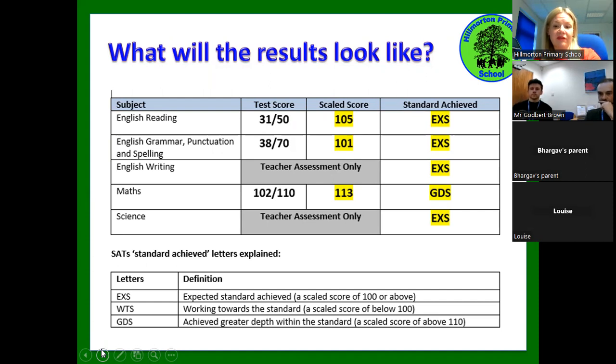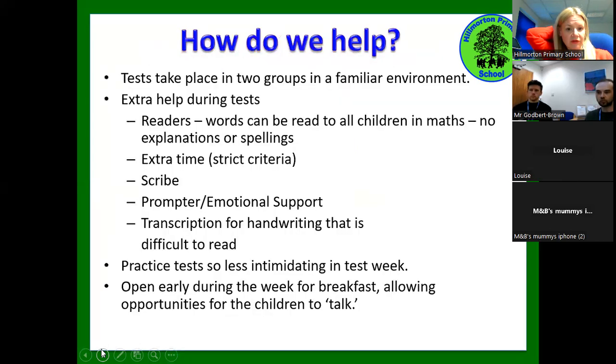For writing, there's no test, but the teacher has assessed them as being at the expected standard. And in maths, they've done very well. They got 102 out of 110. And they therefore got a scaled score of 113, which meant that they were at greater depth within the standard there. And you can see within science, again, the teacher assessment, they've got the expected standard. And there's a little key underneath it. And that will be in the letter that you will receive with the results on. So it's really clear what their test score is, their scaled score is, and whether they've achieved the standard or not.